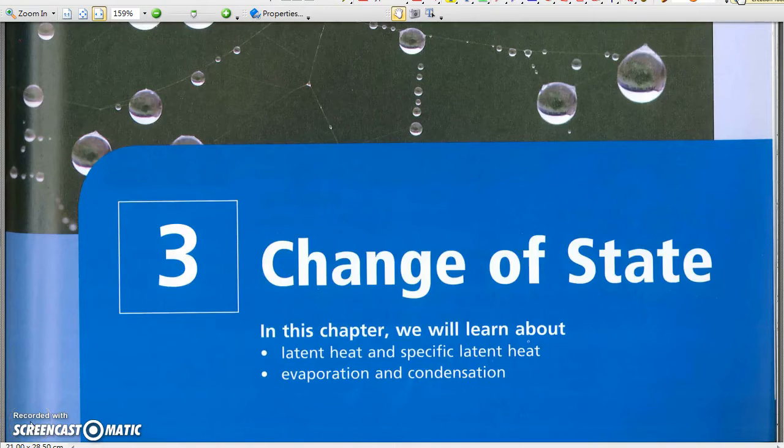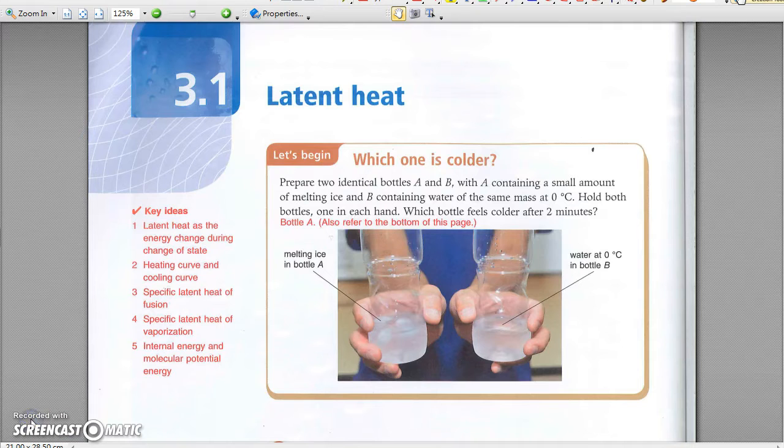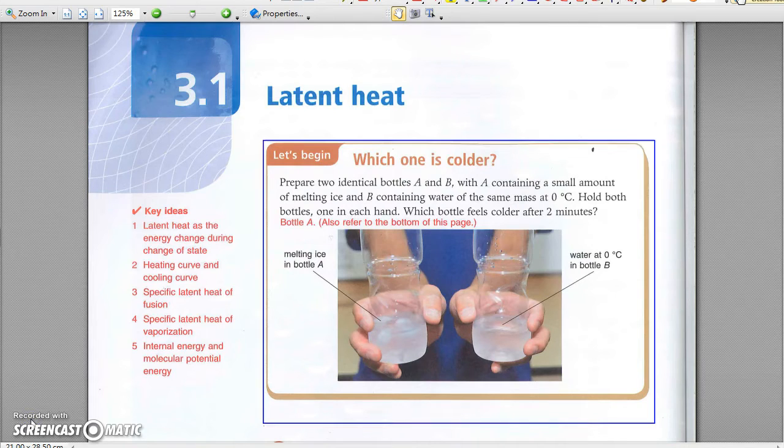Chapter 3 Change of State. Chapter 3.1 Latent Heat. Which one is colder?